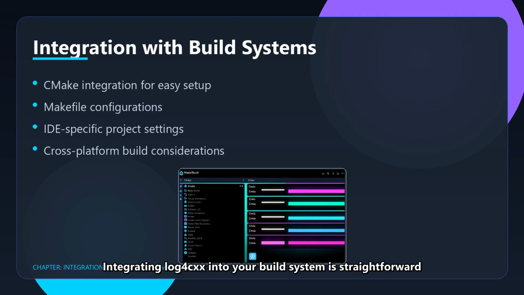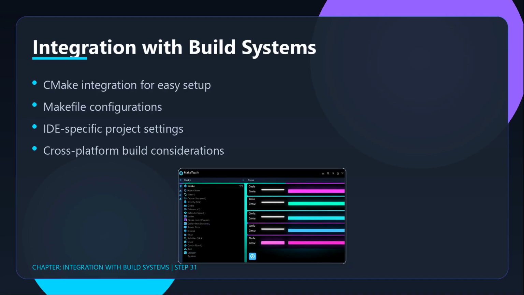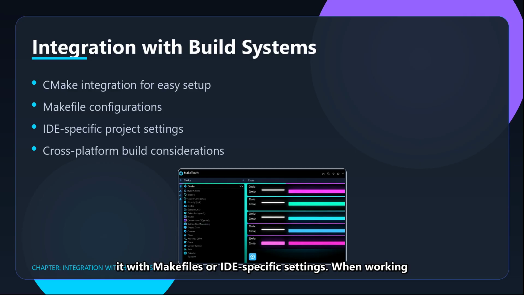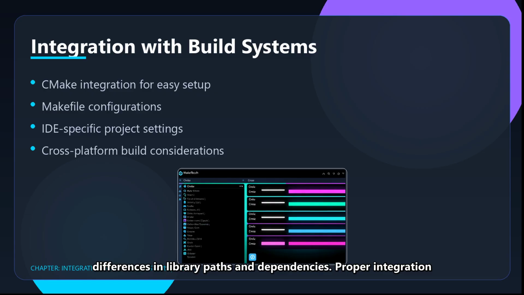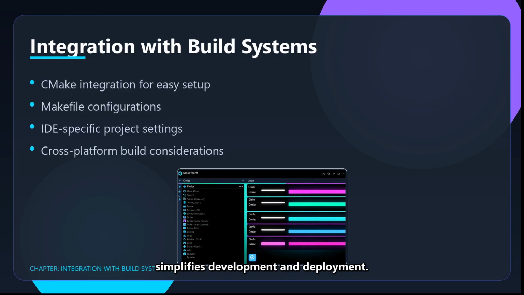Integrating Log4cxx into your build system is straightforward with tools like CMake. You can also configure it with makefiles or IDE-specific settings. When working across platforms, ensure your build setup accounts for differences in library paths and dependencies. Proper integration simplifies development and deployment.